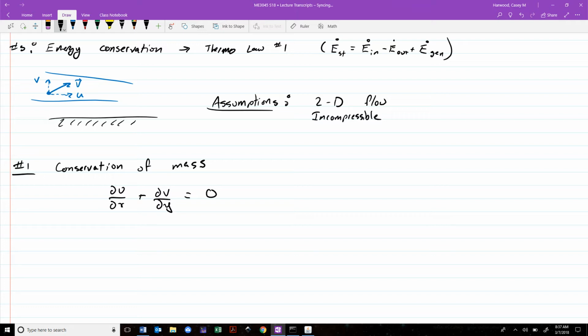All this is really saying is that the flow that goes into a region of space has to come out of the region of space. There's no accumulation of mass or of volume for incompressible flow.